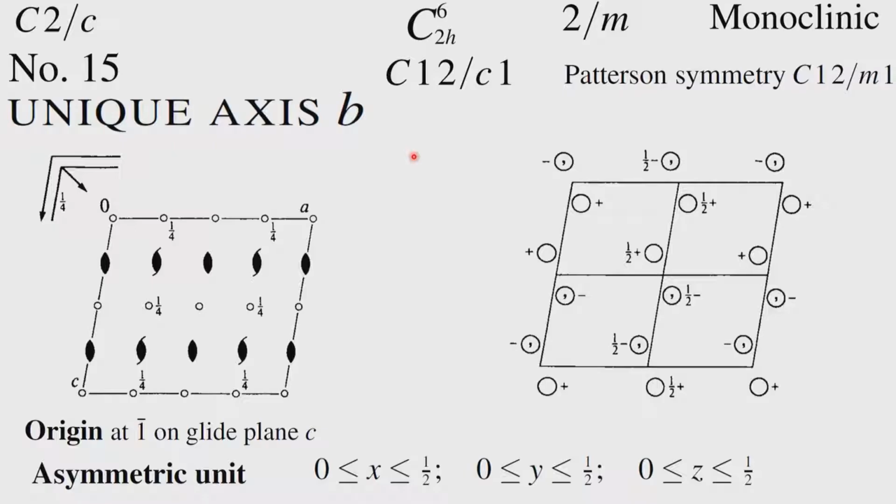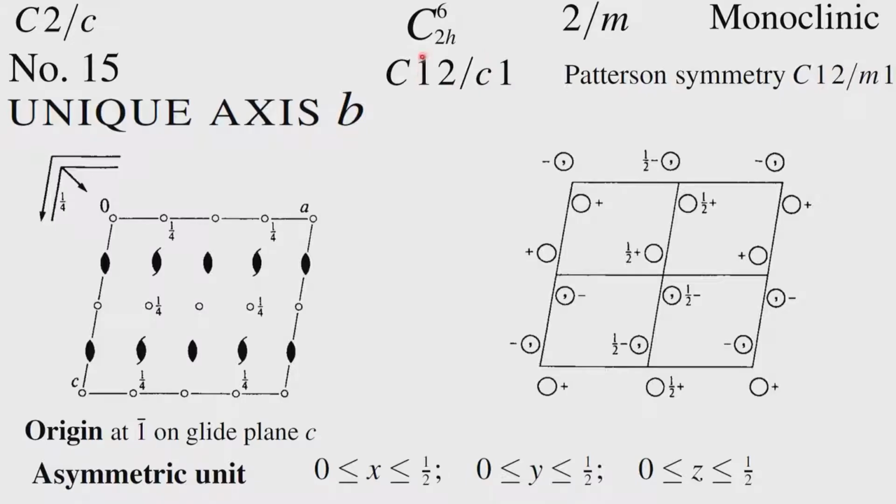So, we know that C2 1 by C is the same as C2 by C, we already know that. Now, by looking at this diagram also, you can verify that if you want to make it C2 1 by C, you move the origin to this point, then you will make it C2 1 by C, but anyway that is not important. What is important here is that for this space group, again the unique axis is B, the full symbol is C1 2 by C 1.